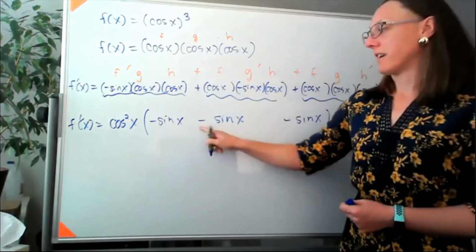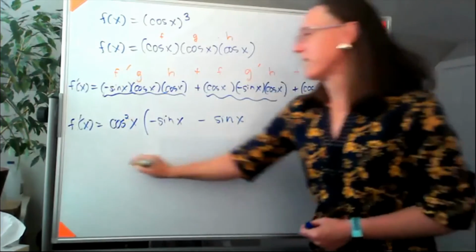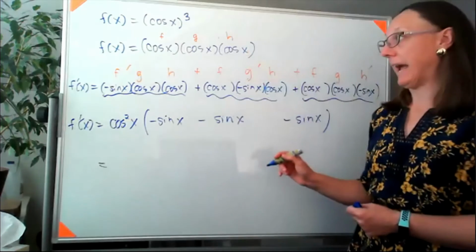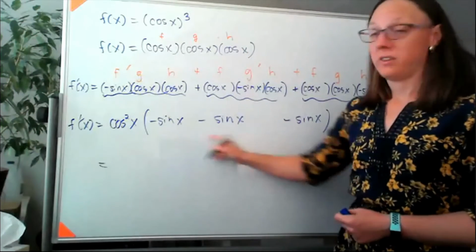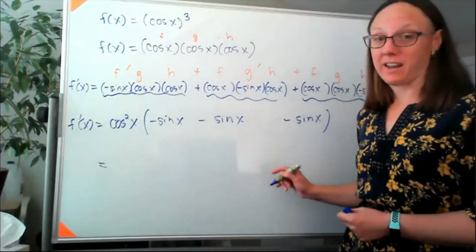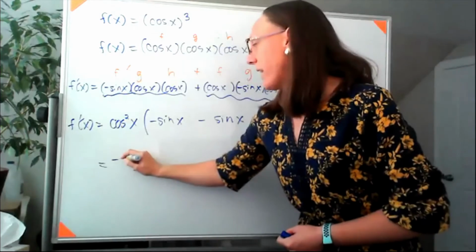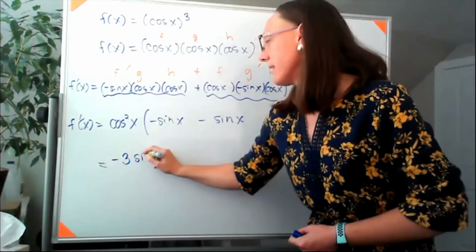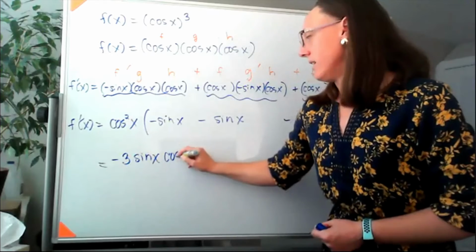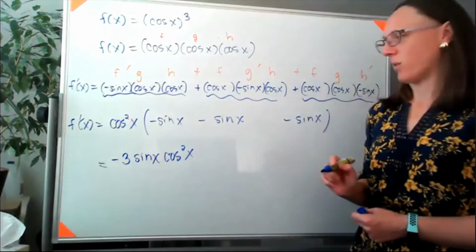Well, negative sine of x minus sine of x minus sine of x can also be written as negative 3 sine of x. So I'd have negative 3 sine of x times cosine squared x.